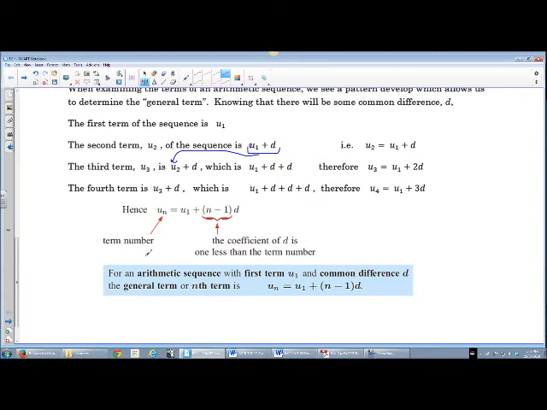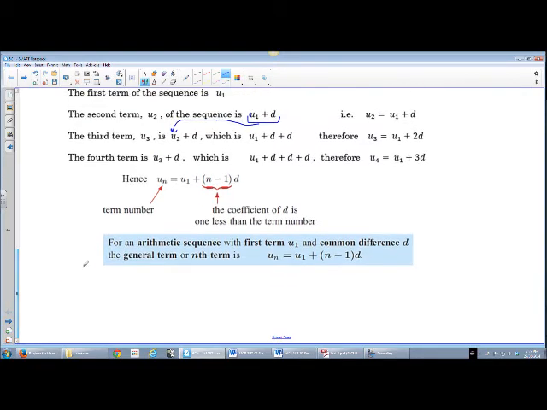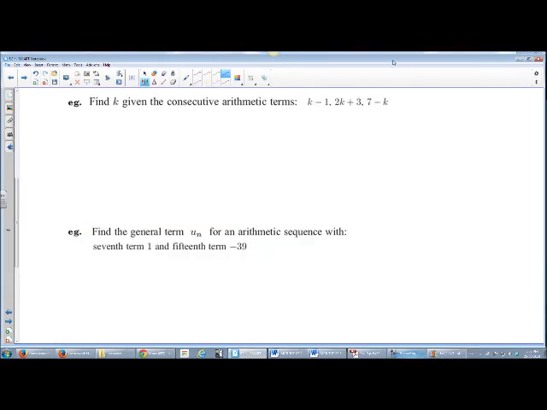So this is a little screenshot from your book, which you see when you read the examples on your own. Okay, moving on to the next example.